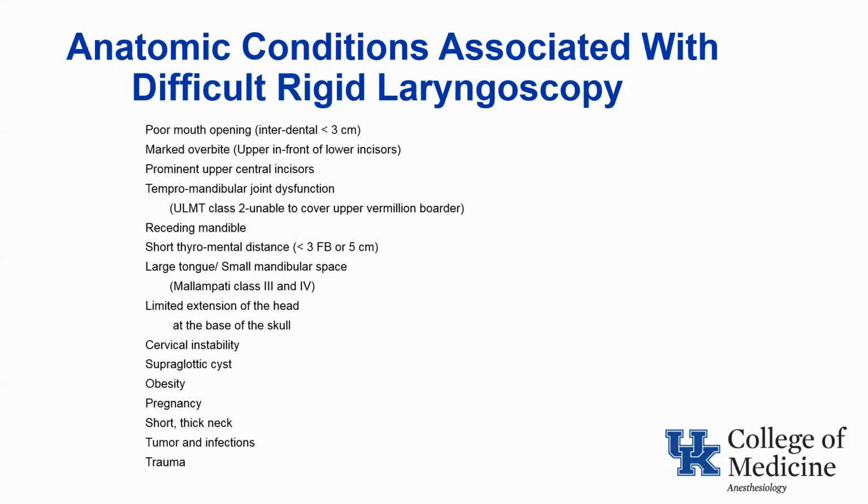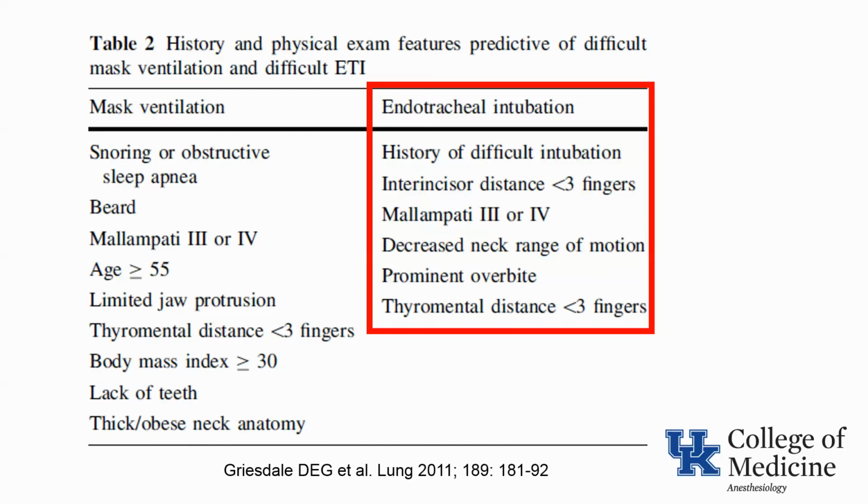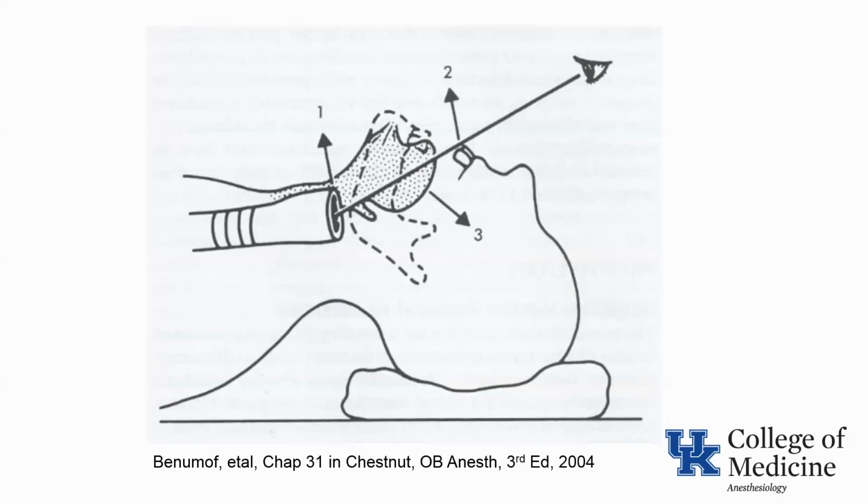These are some of the anatomic conditions associated with difficult, rigid laryngoscopy. And this is another listing by review article. The point, of course, is that we are trying to get a good view of the larynx here. And to do this, you first have to have optimal atlanto-occipital extension, but then you have to be able to pull the tongue out of the way in order to see the larynx.